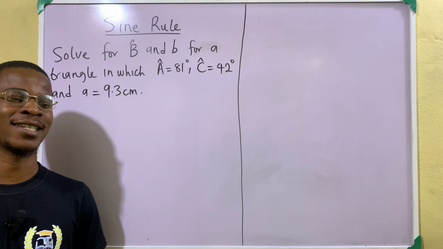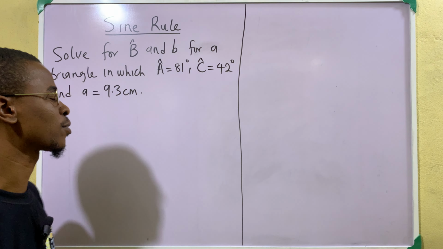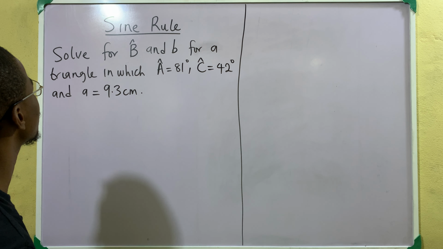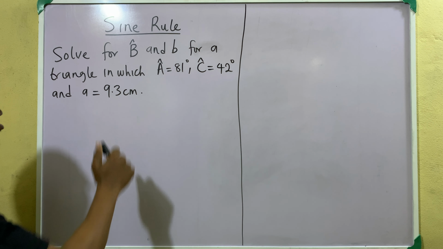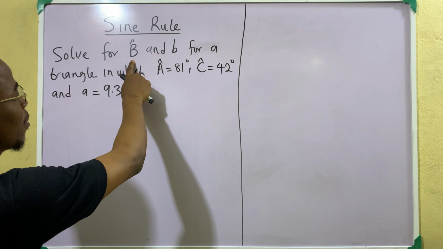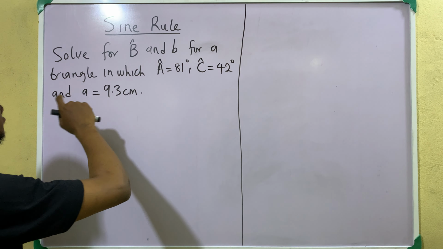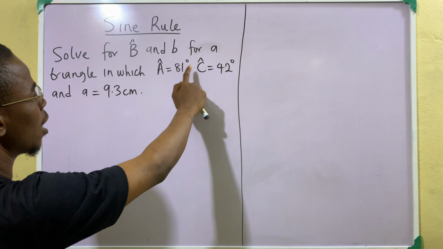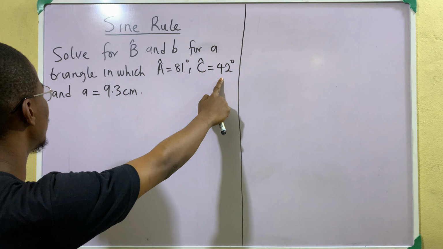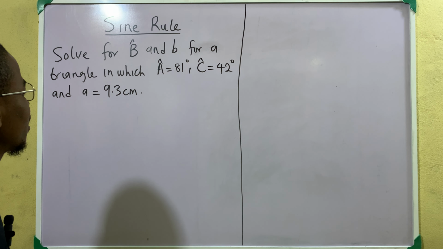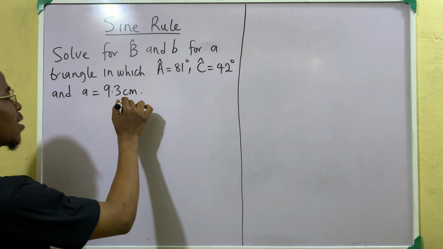Hello, welcome to University. Today we're going to learn how to solve this problem on sine rule. They say solve for angle B and side B, that's capital letter B, small letter b, for a triangle in which angle A is 81, angle C is 42 degrees, and side A is 9.3 cm. So let's start.